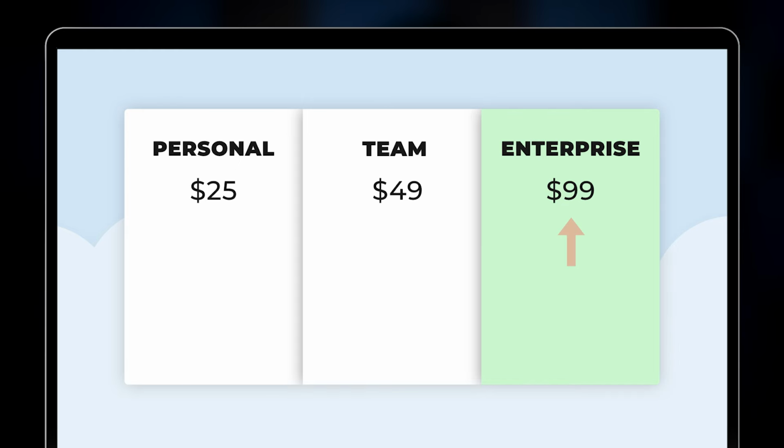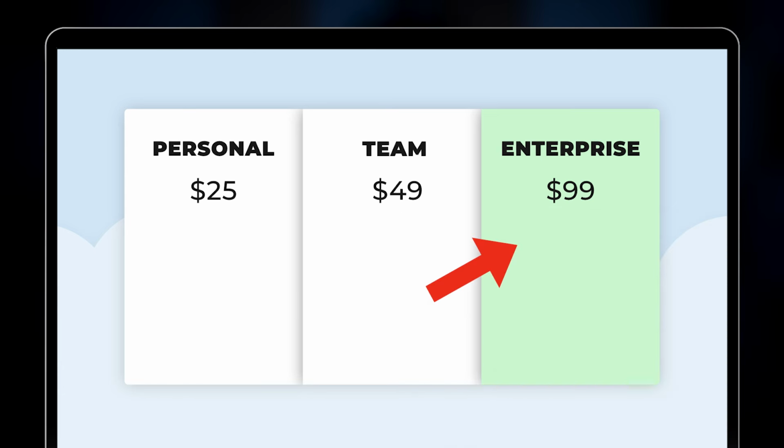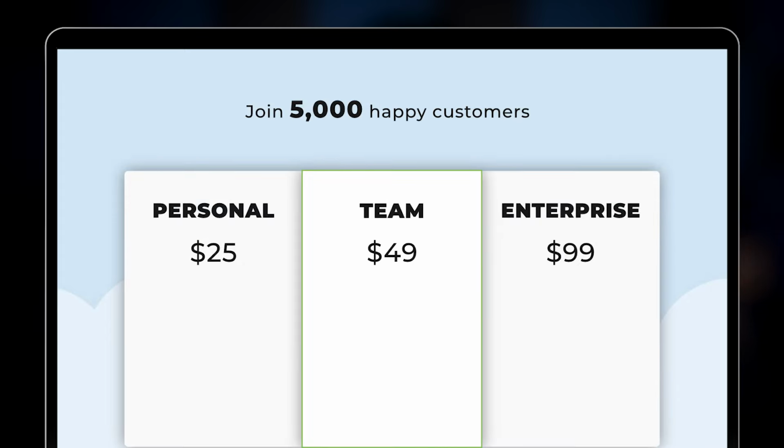If customers view this most expensive price first, then this number establishes a higher reference price that will make the subsequent prices seem cheaper. Or if you don't want to highlight an expensive price, you could achieve the same effect by showing a random high number nearby.